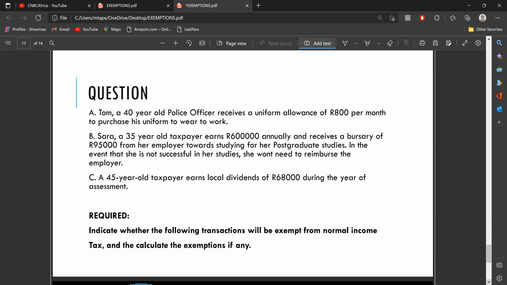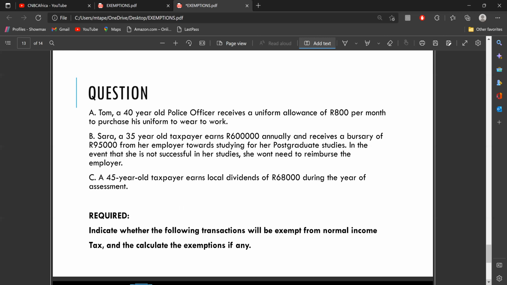So you are required to indicate whether the following transactions will be exempt from normal tax and calculate the exemptions if there's any exemption. This is my homework for you guys, just to test if you have learned some of these principles that I shared with you today. Will the police officer who has received a uniform allowance of 800 Rand per month qualify for an exemption? Will this uniform allowance qualify for an exemption?